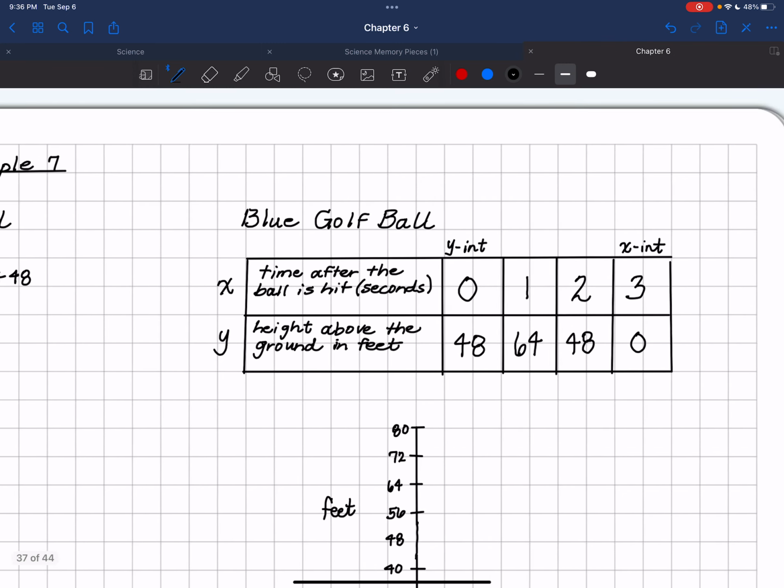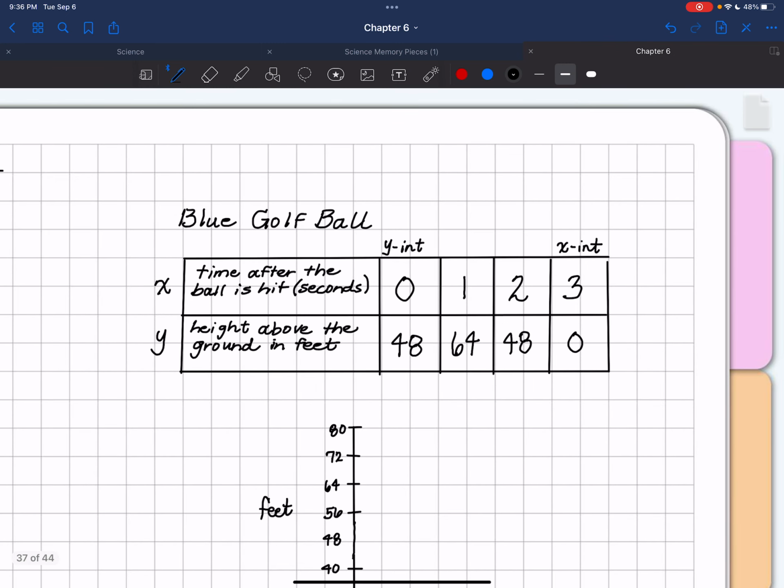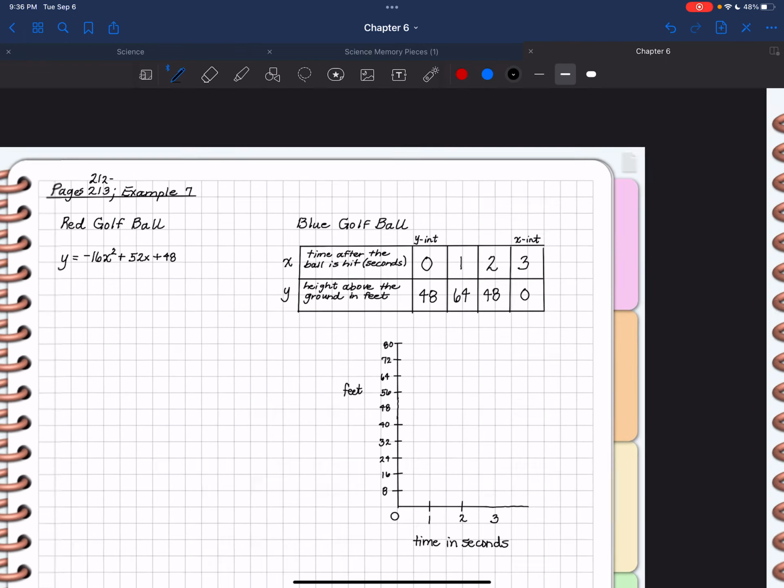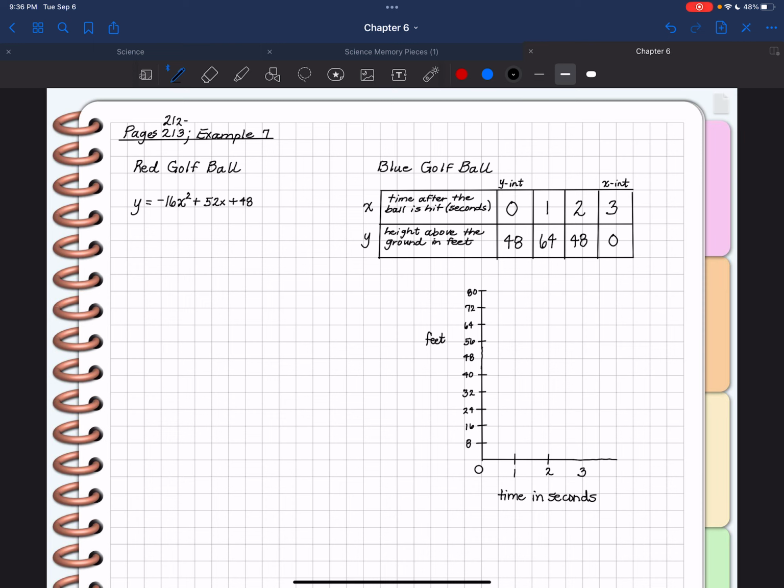The blue golf ball is modeled by this table, and this is where I'm actually going to start. Now, if you need to pause the video and copy the problem, take all the time you need, and then restart your video and watch the solution.